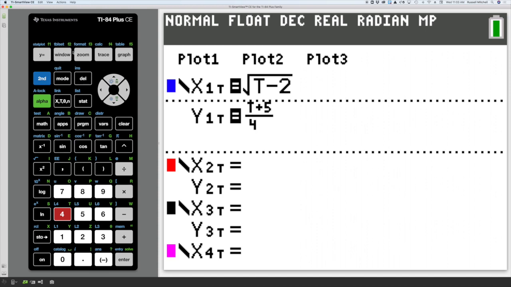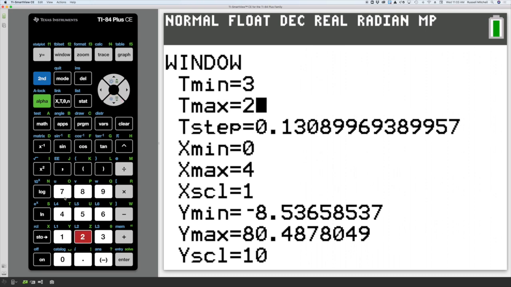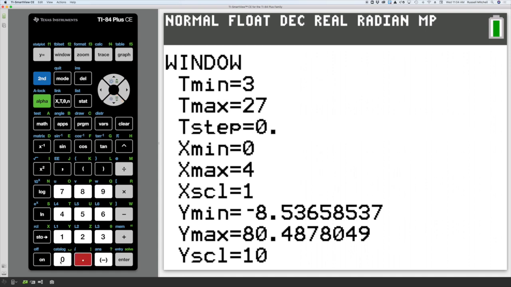Now I'm going to set my window up. We set our t min. We started at 3, right? And our t max was 27. And our t step, I'm going to try 0.001. This might be too fast. It might be too slow. I don't know yet.